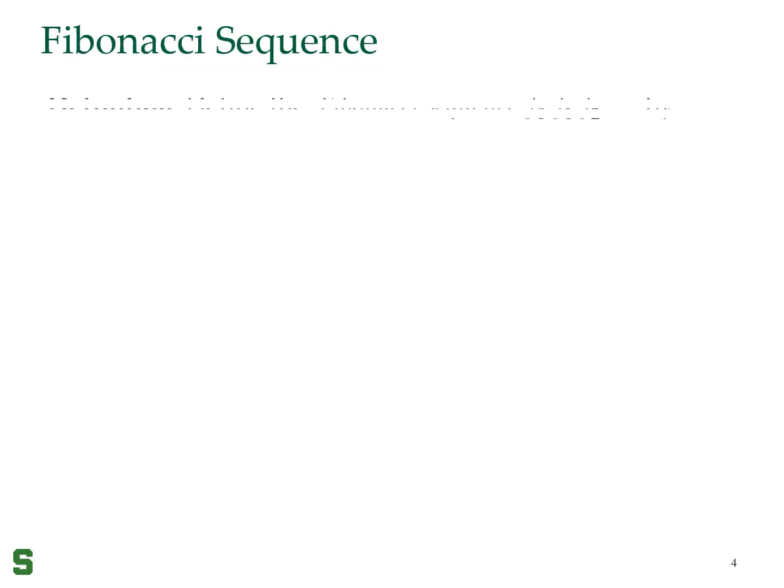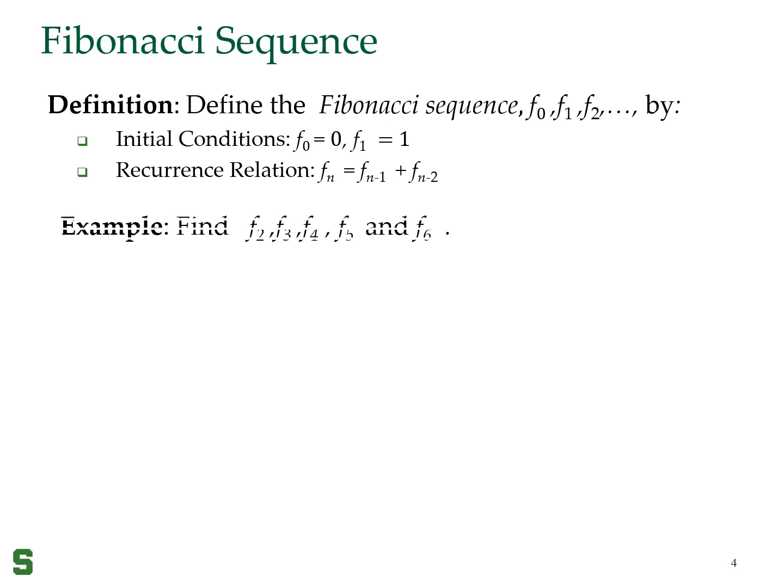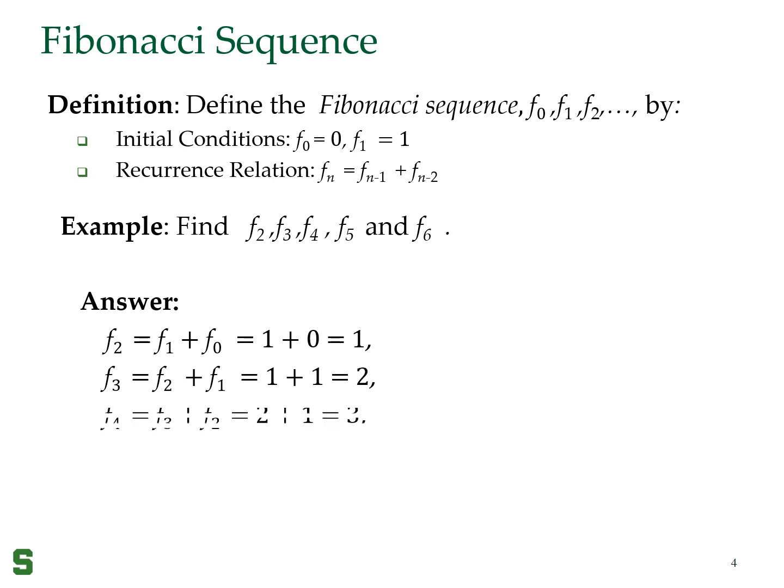The Fibonacci sequence is a special type of sequence where the term f_0 is 0, the next term f_1 is 1, and the remaining terms are identified by the recurrence relation f_n is equal to f_(n-1) plus f_(n-2). So our goal is to find f_2, f_3, f_4, f_5 and so on, and what we can see is f_2 is going to be 1, f_3 is going to be 2, and the next terms are going to be 3, 5, 8 and so on.